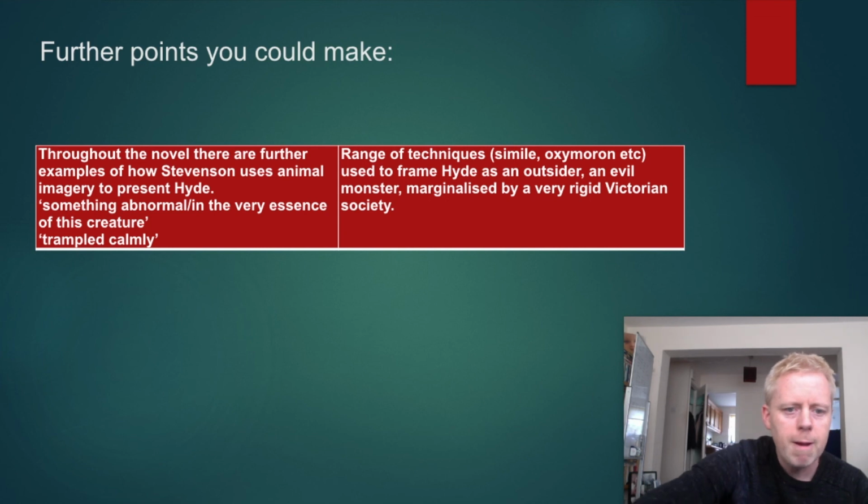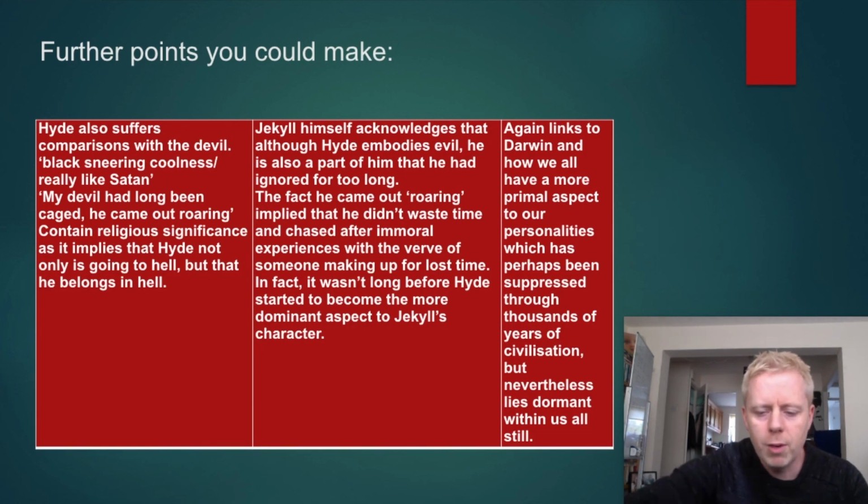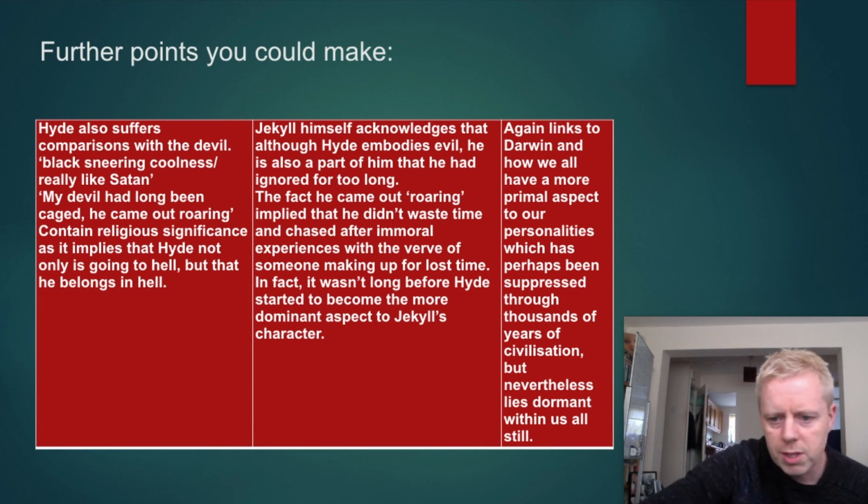Throughout the novel, there are further examples of how Stevenson uses animal imagery to present Hyde, something abnormal in the very essence of this creature, "trampled calmly," and then "damned juggernaut" as well. Range of techniques, simile, oxymoron, etc., used to frame Hyde as an outsider, an evil monster, marginalised by a very rigid Victorian society. And the final one I've got for you, Hyde also suffers comparisons with the devil, "black sneering coolness," really like Satan.